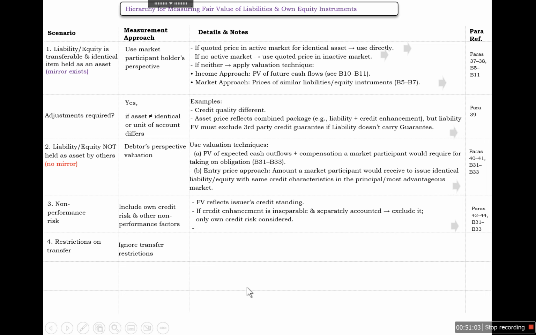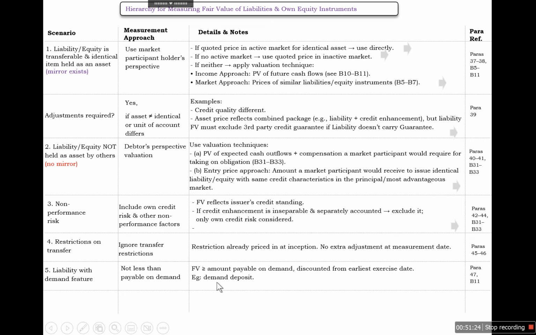Next is about the restriction of transfers, which we need to ignore, because at the initial recognition, at the initial measurement of fair value, we have already considered it. So there should not be a double adjustment at a measurement date. And next is liability with demand features. It cannot be less than the amount that we are going to pay. For example, if a debenture's value is 100 rupees, we need to pay 100 rupees. So fair value cannot be lesser than 100 rupees.